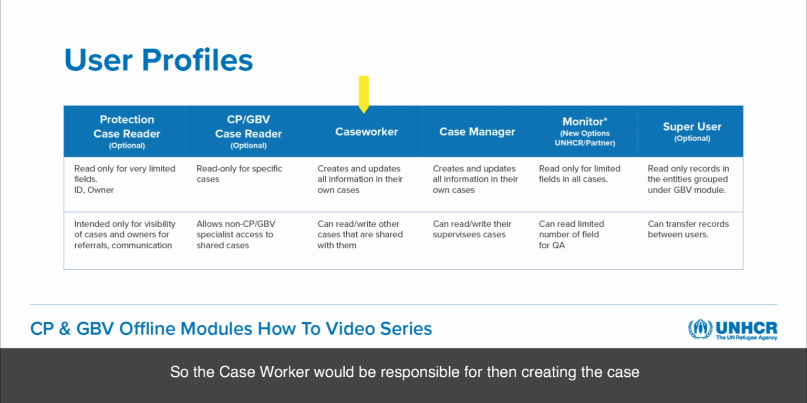So the caseworker would be responsible for then creating the case, for those that they are doing the documentation, and then for any documentation related to that case management. Now, for a UNHCR caseworker, this could be limited to creating a case and then referring it to a partner organization, or in those contexts where we're doing direct service provision, they could be using all of the entities in the GBV or child protection module to document the full spectrum from case opening to case closure.